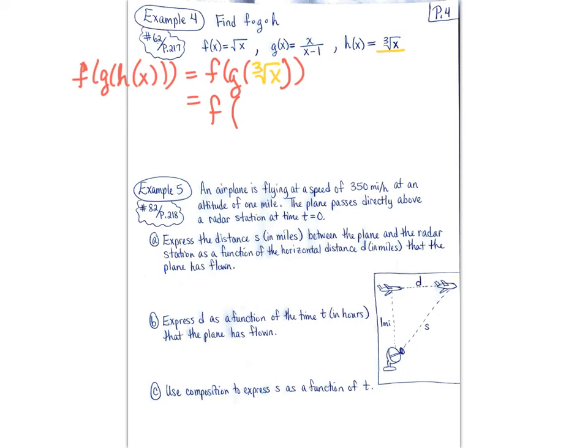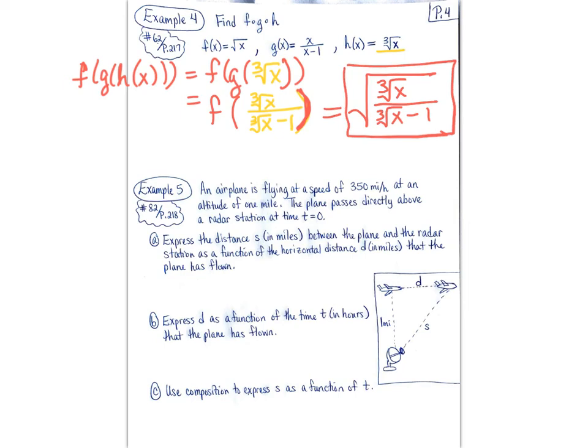So we get the cube root of x divided by the cube root of x minus 1. That is what we get for g of the cube root of x. Okay? Now we need to find f of the cube root of x divided by the cube root of x minus 1. So now what we're going to do is take this and substitute it in for x here. Okay? So we get the square root of the cube root of x divided by the cube root of x minus 1. And that's it. That's the composition of f of g of h of x.